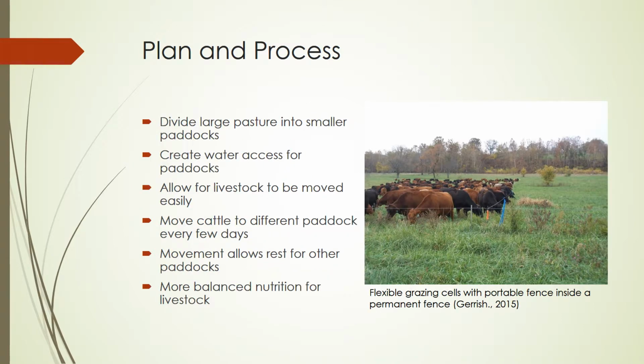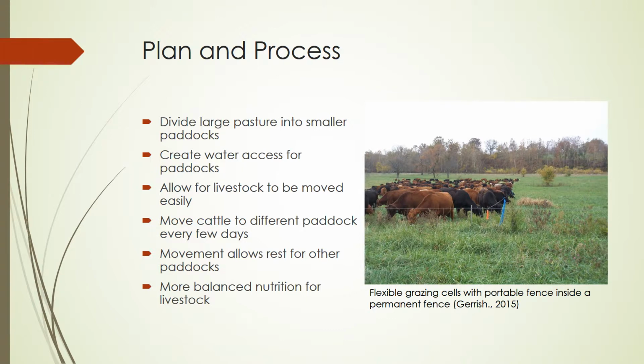The process of rotational grazing requires larger pastures to be divided into smaller paddocks. The picture on the right shows flexible grazing cells with portable fence inside a permanent fenced larger pasture. The creation of these grazing cells with this portable polywire fence creates a flexible and easy to use system that can be conformed to many configurations.